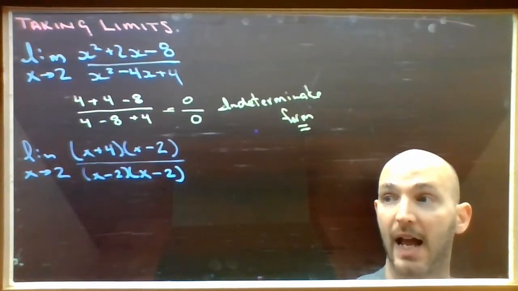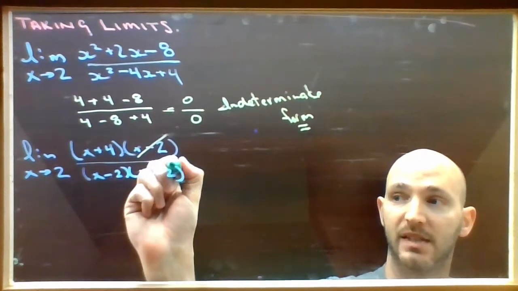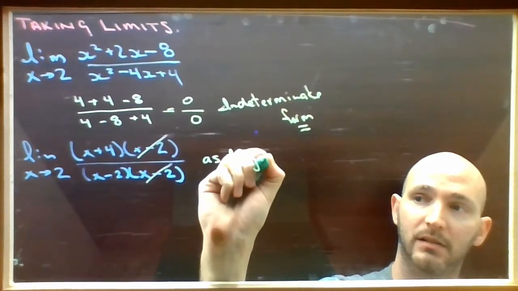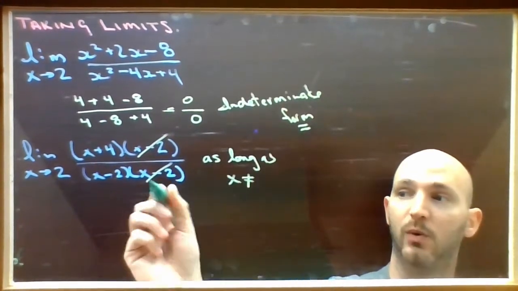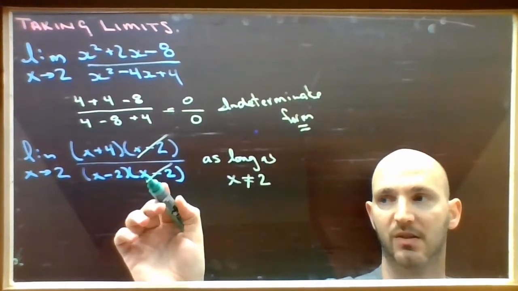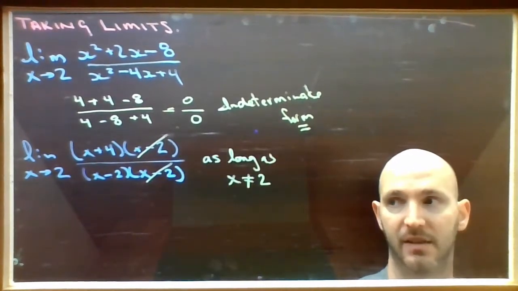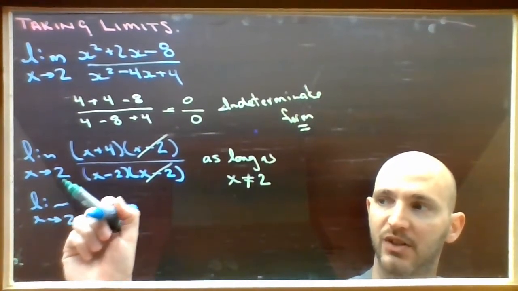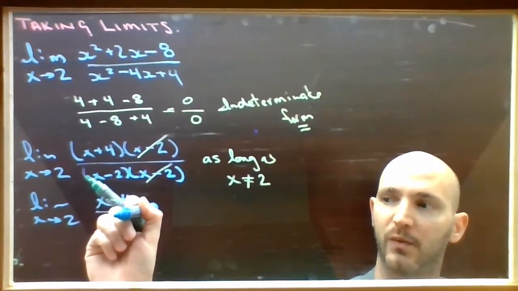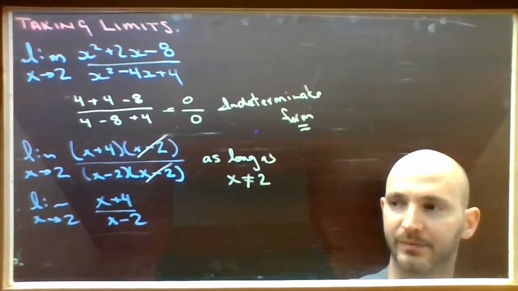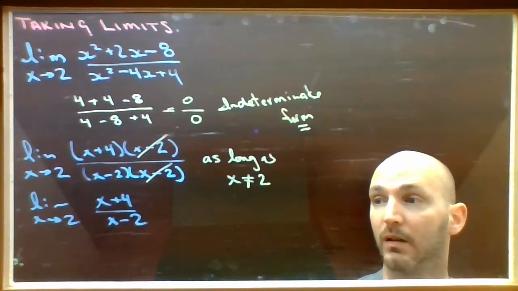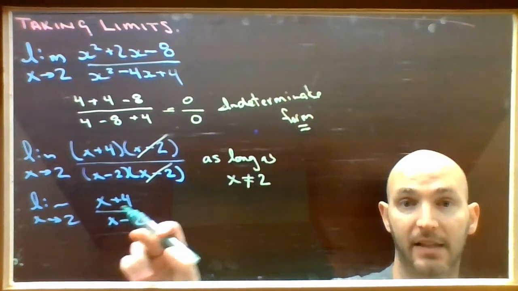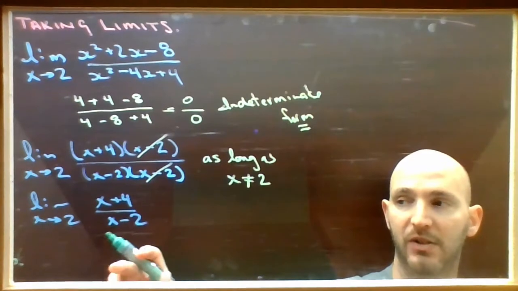And then if I look at what I have there, these two things divide out as long as x doesn't actually equal 2, because 2 minus 2 would be 0, and I'm not allowed to divide by 0. So I'm left with the limit as x goes to 2 of x plus 4 over x minus 2. Alright. So I'm not allowed to drop this number right in, so I'm going to have to test. So I'm going to creep up on 2 from below.